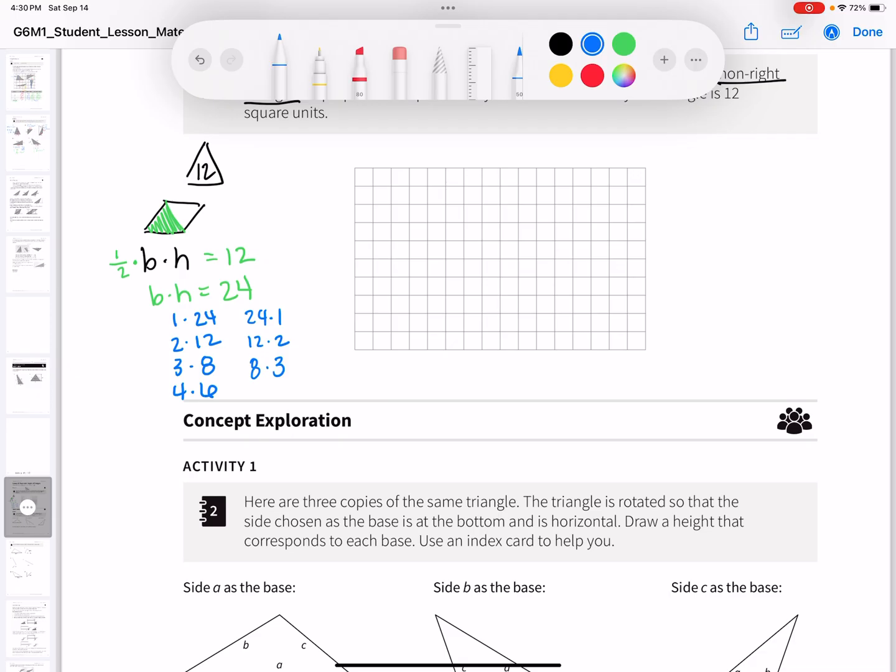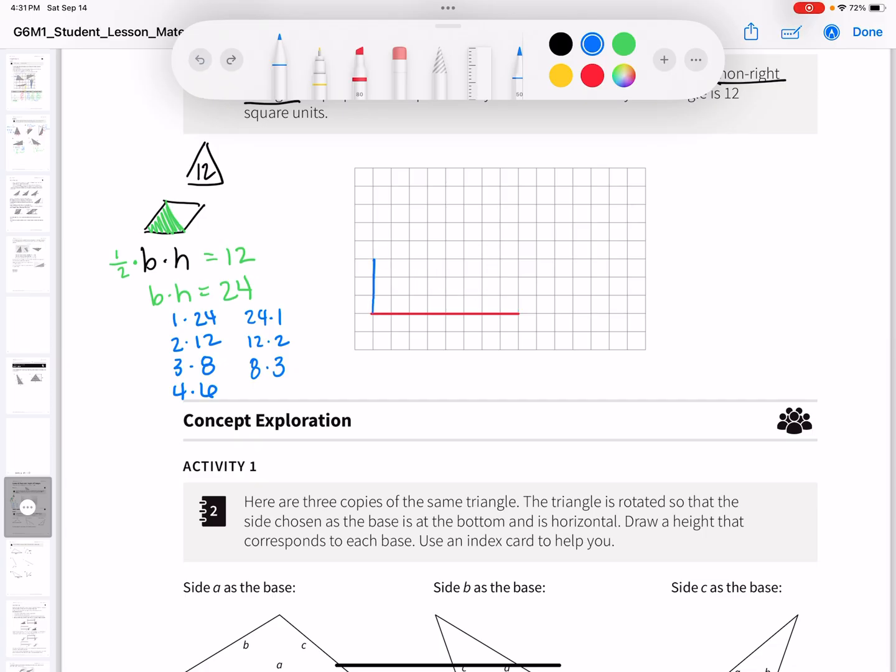Okay, so we can go like this. So we would have a base of 8. So 1, 2, 3, 4, 5, 6, 7, 8. And then we need a height of 3. So like this, 1, 2, 3. But if I did this one, right, that would be a right triangle. Right here, that would be a right triangle. That is not what we are supposed to do. We're supposed to do a non-right triangle.